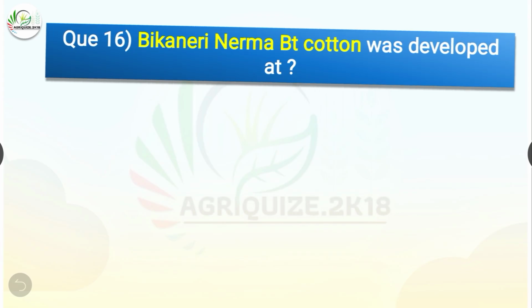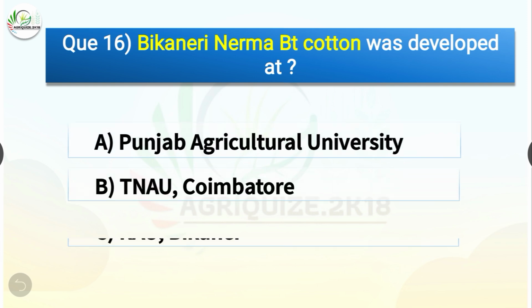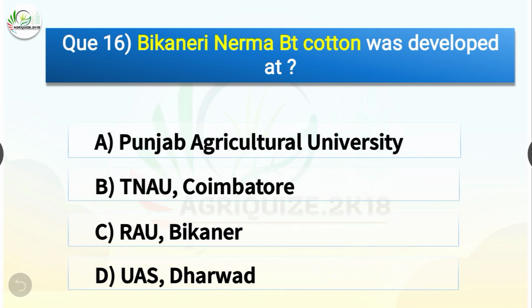Question number 16. Bikaneri Nerma Bt cotton was developed at. The options are Punjab Agricultural University, TNAU Coimbatore, RAU Bikaner or UAS Dharwad. The correct answer is option D, UAS Dharwad. So Bikaneri Nerma Bt cotton was developed at UAS Dharwad.